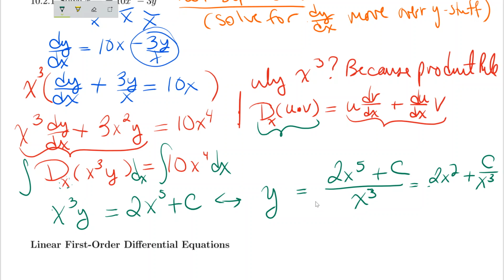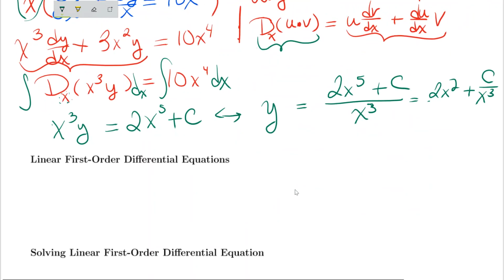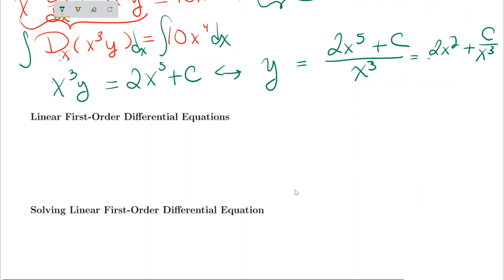Yes, it seems crazy, but it's the same steps every time. I want to solve for dy/dx, move y stuff over, come up with what I want to multiply by, my factor, and then use the product rule to undo our derivative. Let's talk about what linear first order differential equations are, because otherwise this seems crazy.